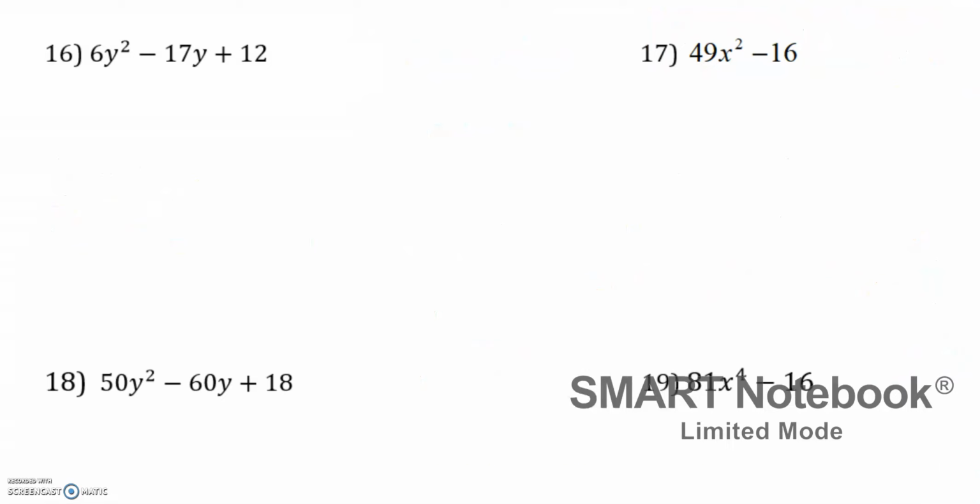Number 16. I look at this option and I say, okay, first, do I have a greatest common factor? No. Do I have perfect squares on the ends? No. Do I have a lead number of 1? No. Can I group this? Not yet, because there's not 4 terms, which leads me to the option of split the middle term.